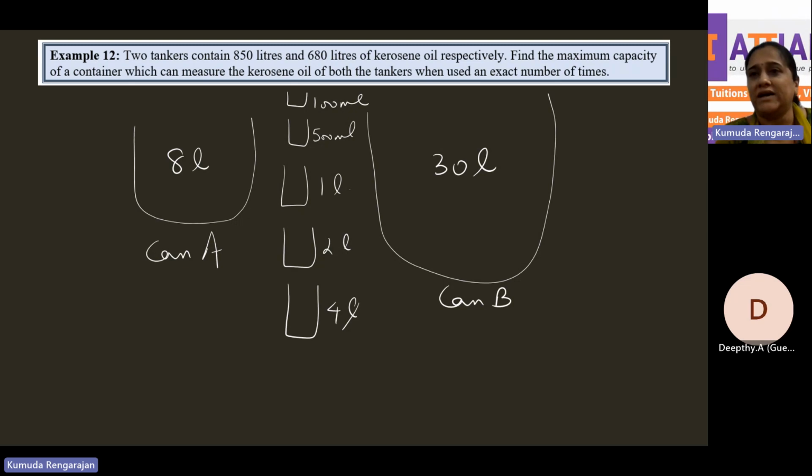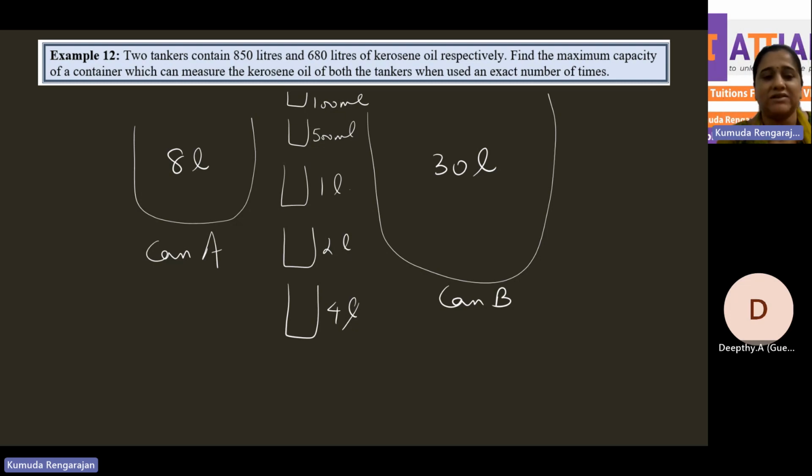Now you have to find the maximum capacity of the cup that can measure the liquid's exact number of times.